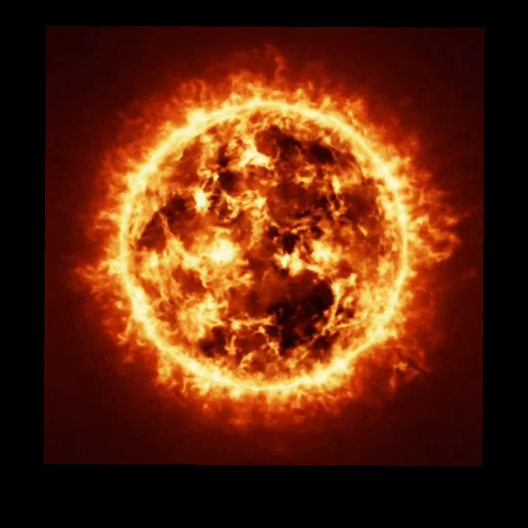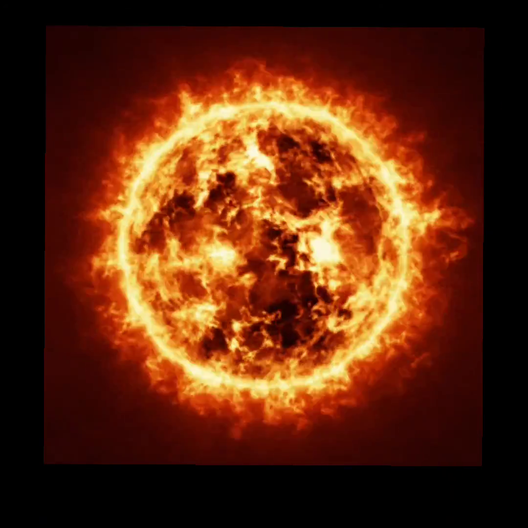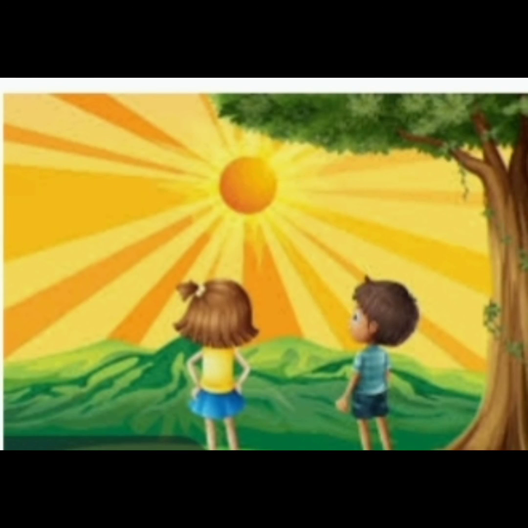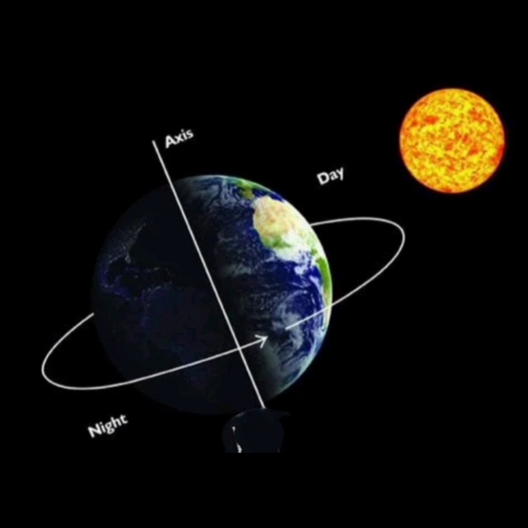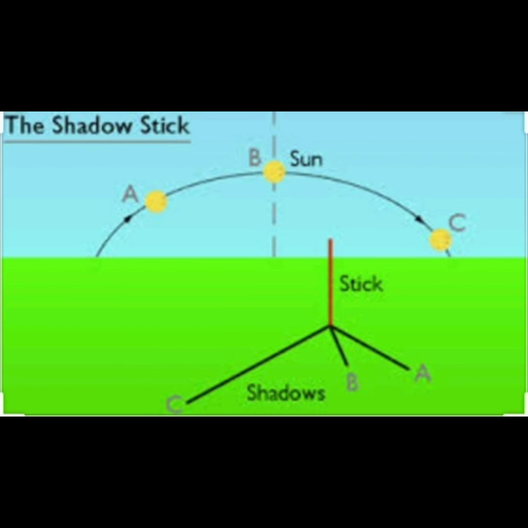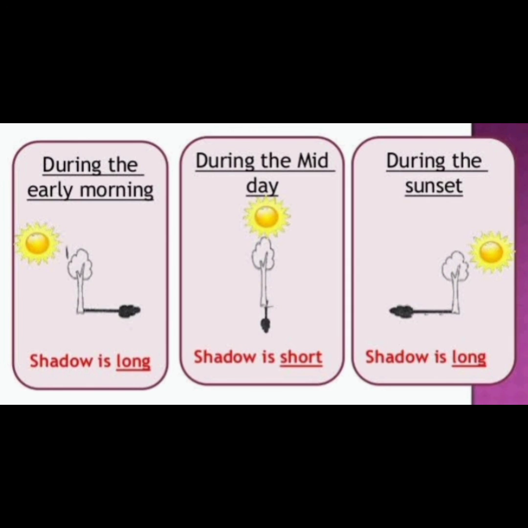The sun is a big ball of fire. We should never look directly at the sun with our naked eyes. The sun looks like it moves because the earth spins. The length of the shadow changes according to the position of the sun. Shadows are short when the sun is high. Shadows are long when the sun is low.